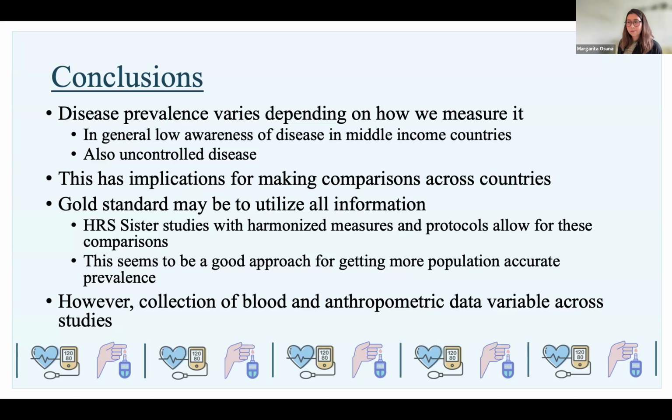and what this means for cross-national comparisons. However, the big takeaway is that it seems the combined measurement of both reported and measured information can be a gold standard for future research, since it captures the true prevalence of the disease.